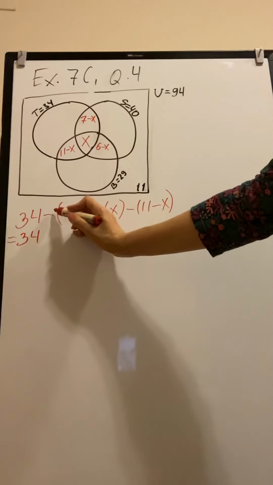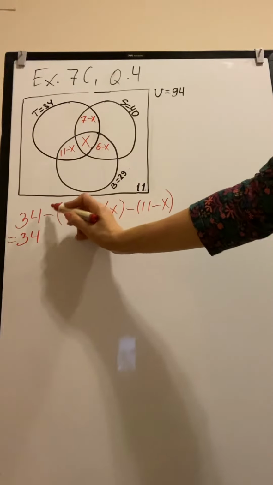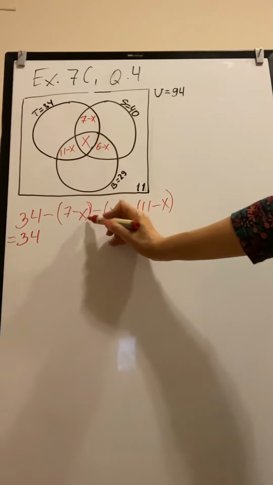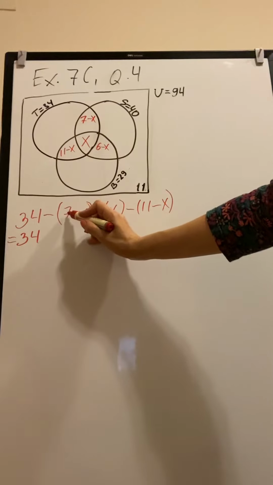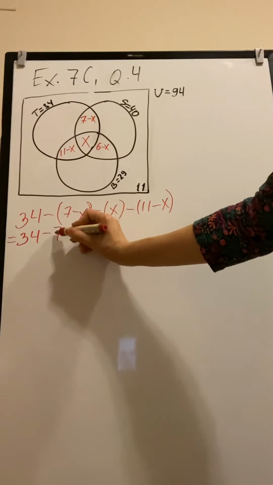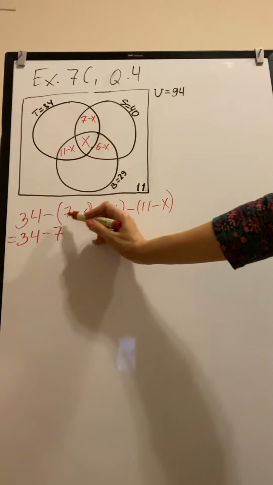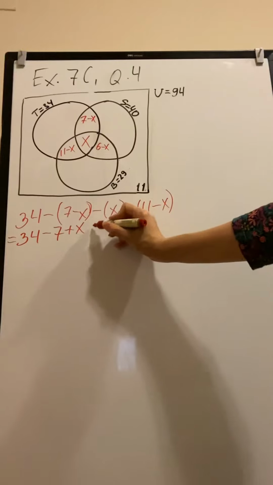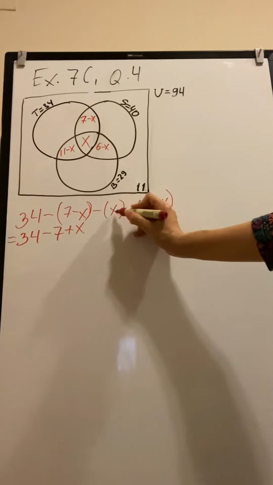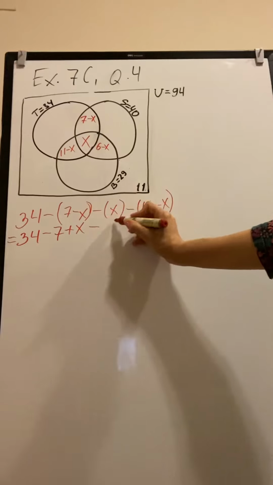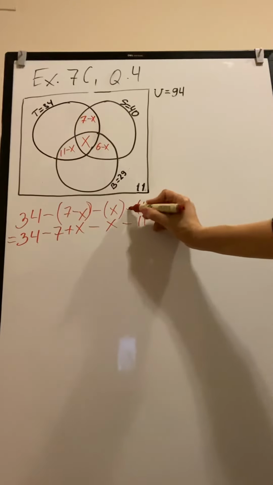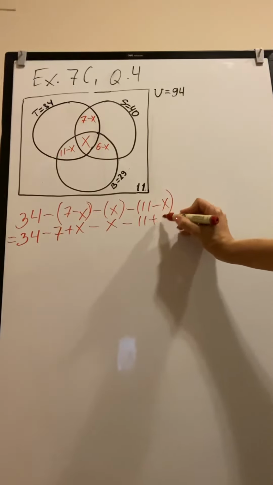So that minus should be multiplied by each term inside the bracket. The first term is positive, the second term is actually negative. So minus times positive 7 is minus 7. And negative 1 times negative x is positive, right? Negative times negative is positive. Minus x, because this is minus and this is positive. Negative times positive is negative. Again, negative 1 times positive 11 is minus 11. And finally, negative times negative is positive, plus x.